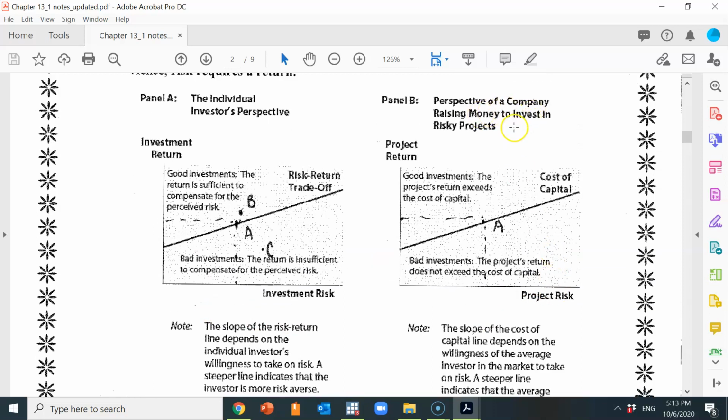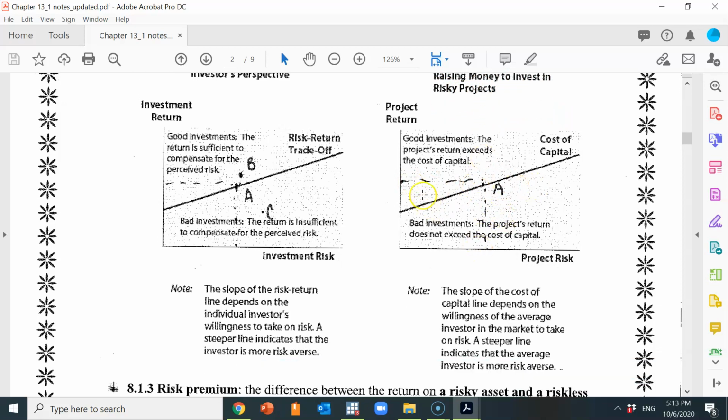From a company's perspective, when the company is raising money to invest in risky projects, we have this cost of capital line. For projects with a certain level of risk, for example, point A, we need the project to have at least this much return. Okay, because this is gonna be our cost of capital to raise money to support projects of such risk. So we at least need this much return to compensate our cost.